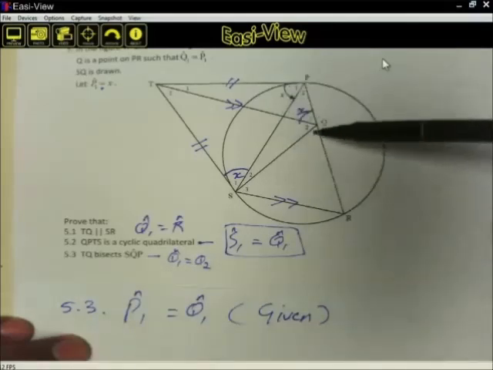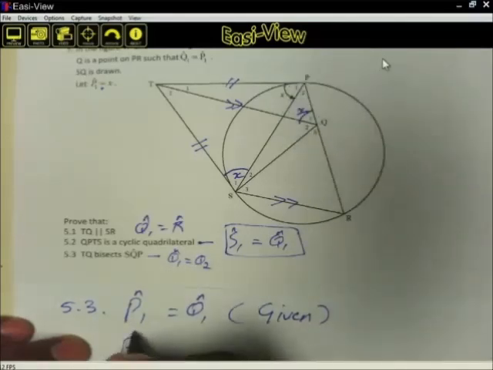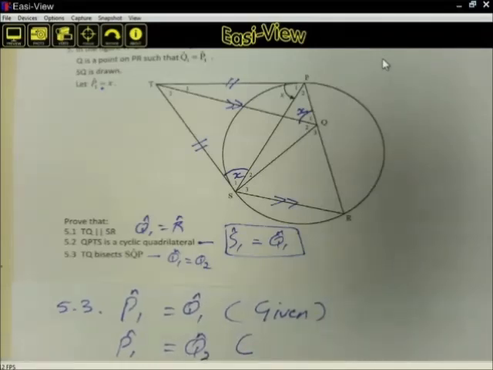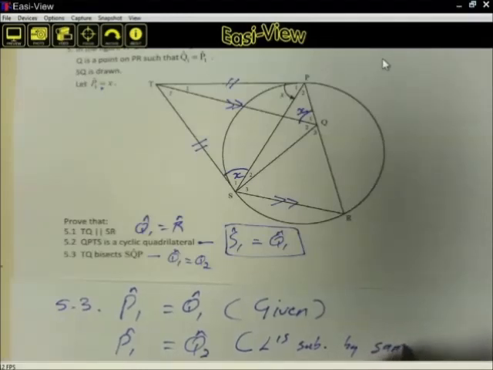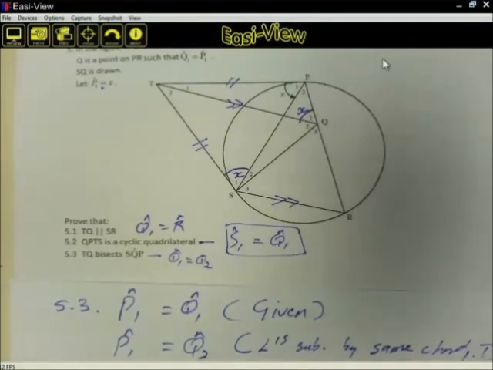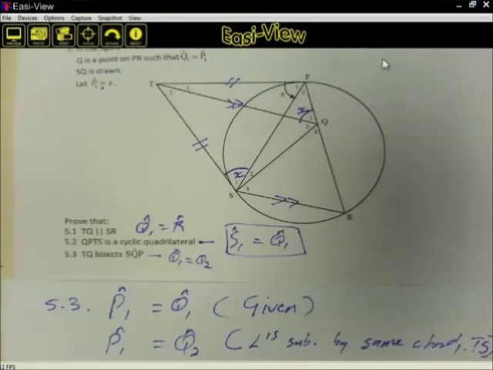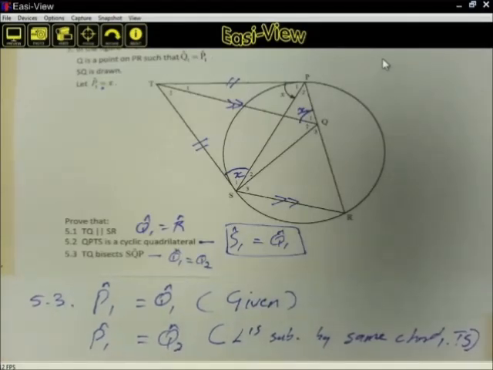Then look at P1 equal to Q2. Think of the reason. Why do we say angle P1 is equal to angle Q2? Because those are the angles subtended by the same chord. This chord in this case will be TS. P1 is equal to Q2, angles subtended by the same chord TS.